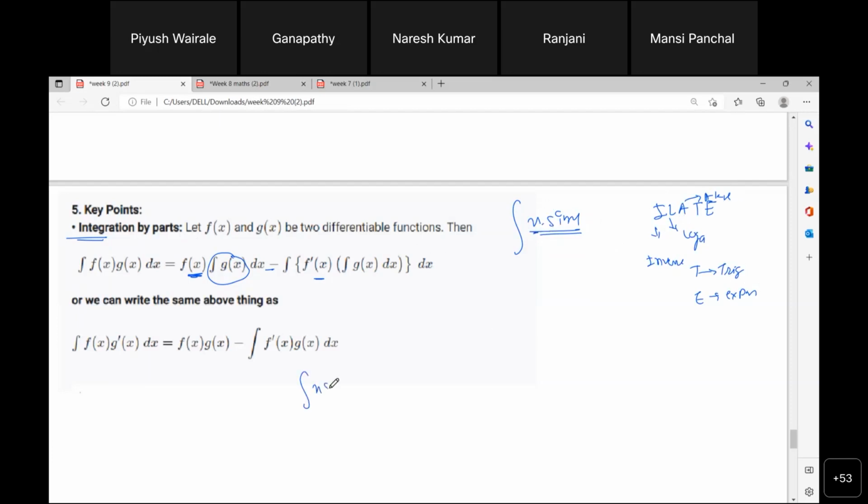If I want to evaluate the integral of x sin x, I can take this x as the first function, meaning I can keep x as it is, right? Or should I keep the sin x here? How to evaluate this particular function?